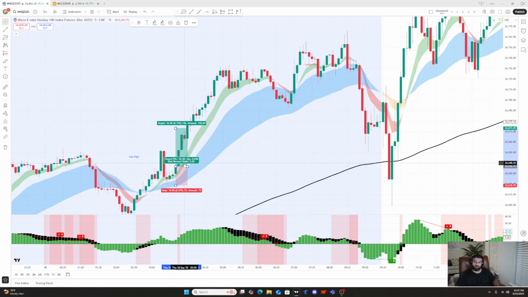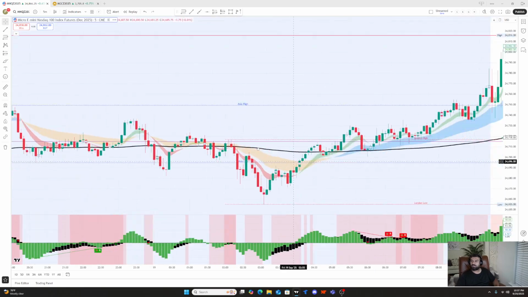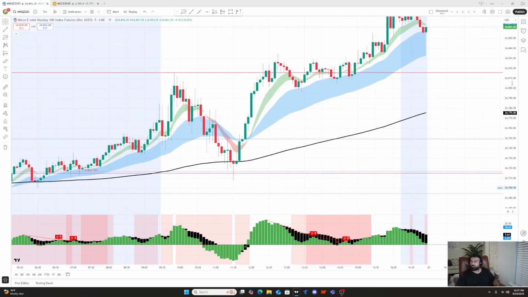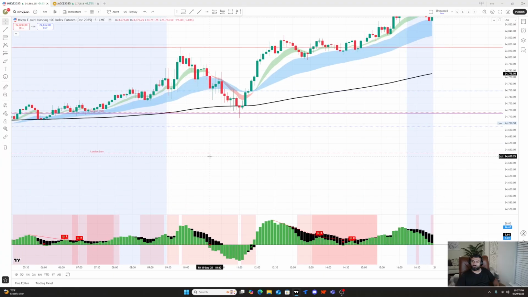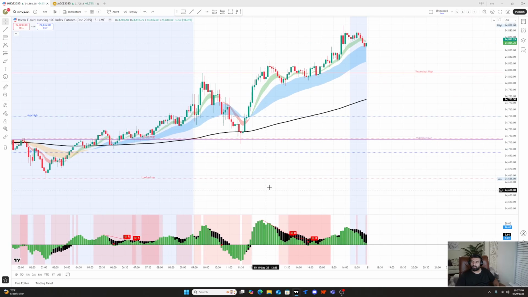So this is QuickPips. Now I show you the entries. QuickPips has a lot more. QuickPips also gives you the zones. It gives you London low, Asia low, midnight open, yesterday high, Asia high, London high, all those major levels that you need.